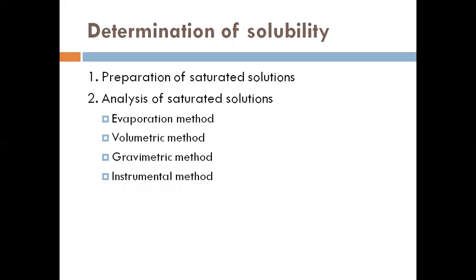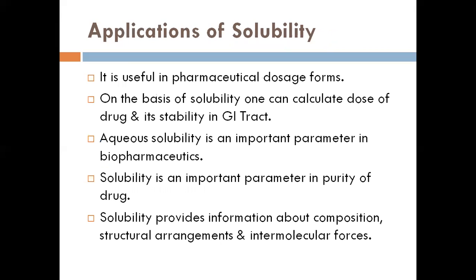Then about determination of solubility. For this, first prepare a saturated solution of the substance and analyze it by using either the evaporation method, volumetric method, gravimetric method, or an instrumental method. Then about applications of solubility. It is useful in pharmaceutical dosage forms. On the basis of solubility, one can calculate the dose of a drug and its stability in the GI tract.